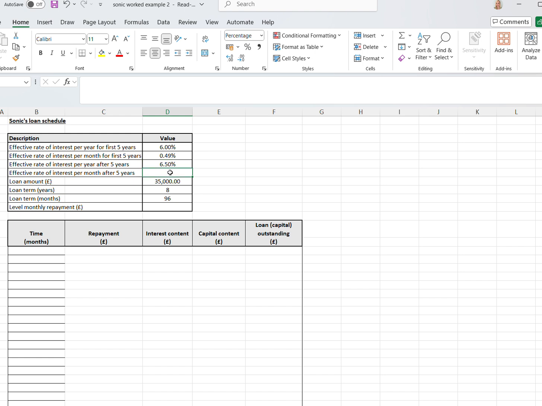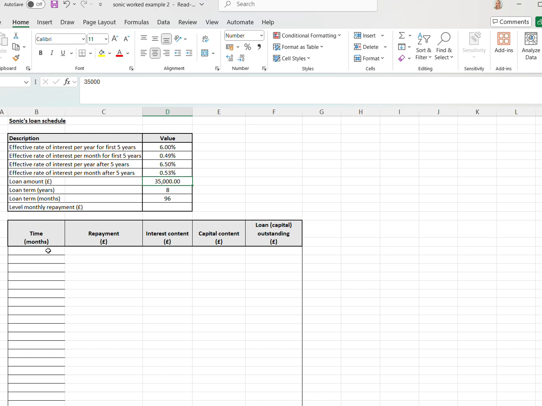And we're just going to repeat that here for the 6.5% per year. So I'm going to do 1 plus 6.5%. I'm going to put that to the power of a 12th, and I just feel more comfortable putting in more brackets, so I'm going to do that, and then I'm going to take away 1, so 0.53% per month.